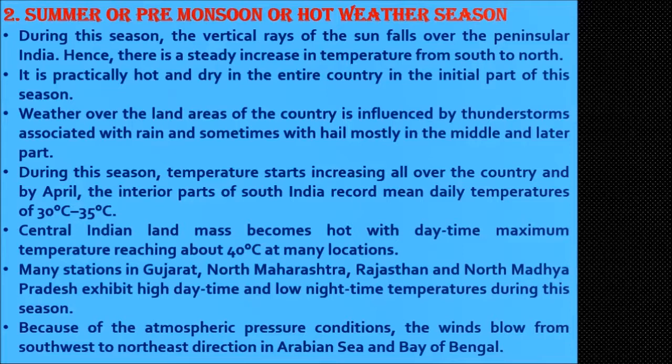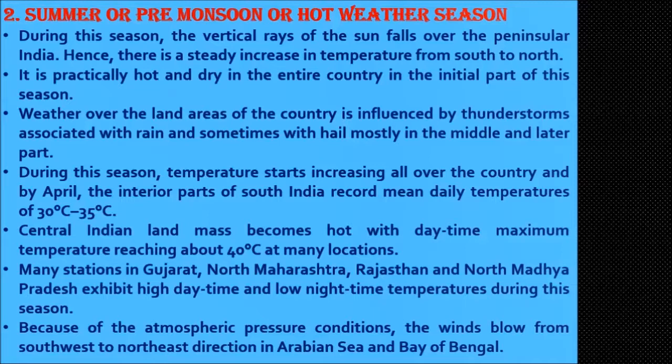Okay. Now, the central Indian land mass becomes hot with daytime maximum temperature reaching about 40 degrees C at many locations. So the places located in central India will have a very hot climate in the daytime, with temperature about 40 degrees C at many locations. Many stations like Gujarat, North Maharashtra, Rajasthan and North Madhya Pradesh exhibit high daytime and low nighttime temperatures during this season.